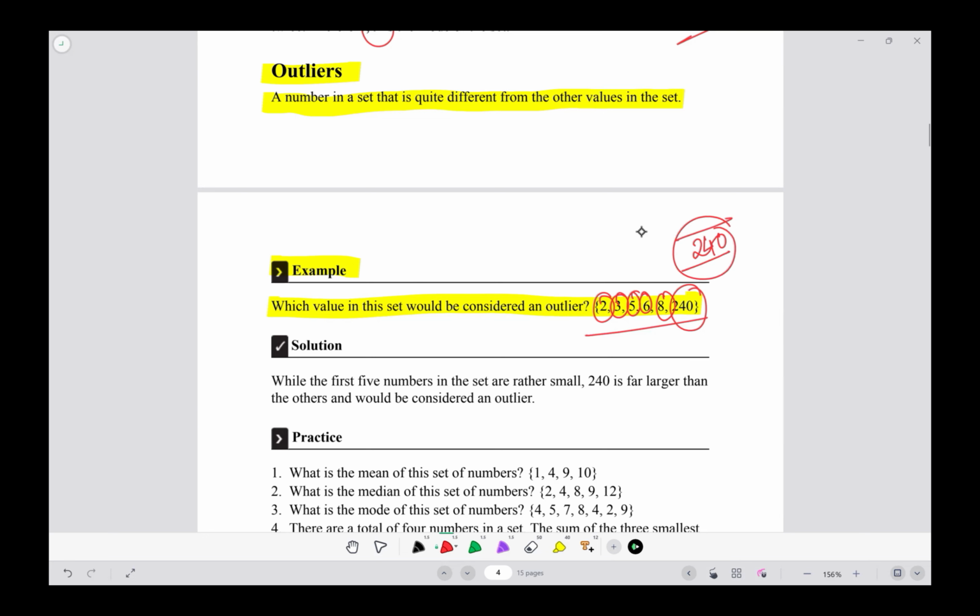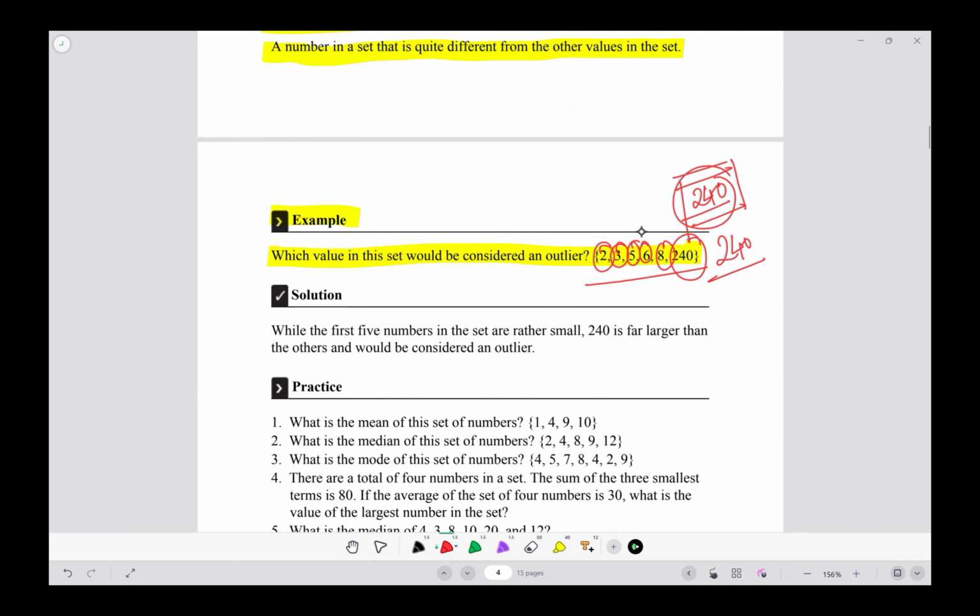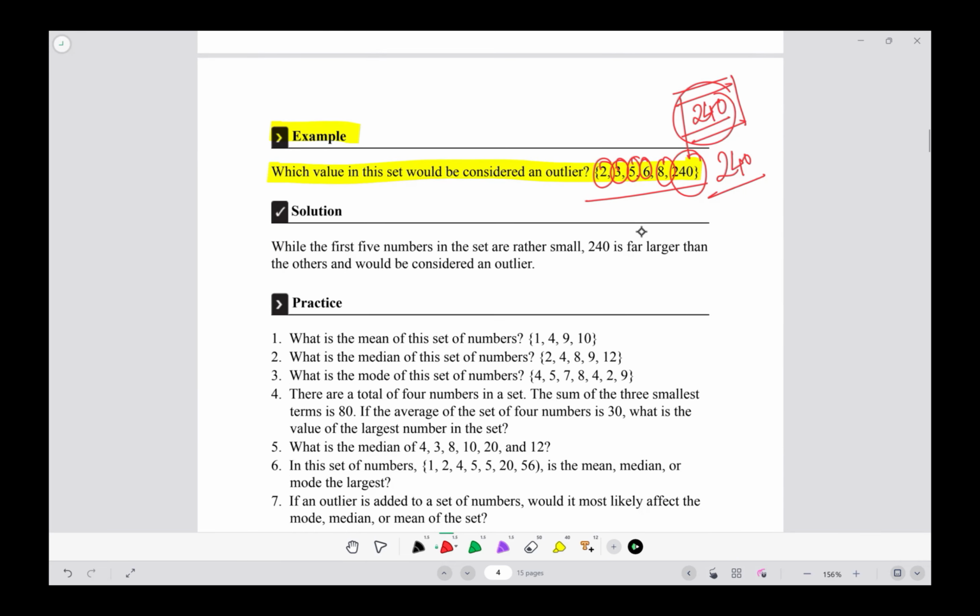It is something exceptional here, because we have a set of numbers and 240 is not like the others. That's why we're calling 240 the outlier: it is far larger than the others.